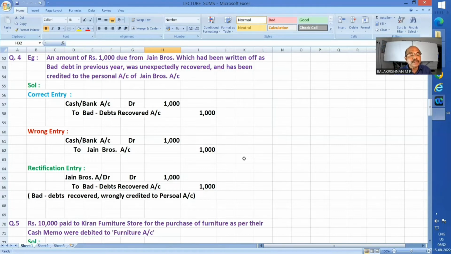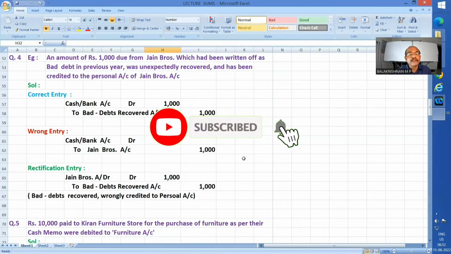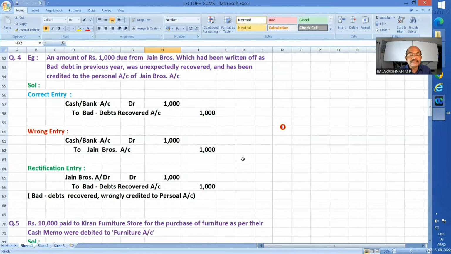So the entry will be cash or bank account debtor to bad debts recovered account. Why? You can't give a credit to Jain Pradesh. If you give it, his account again resurfaces and comes as a credit. The auditor will ask, you have a creditor, pay him back. Is it possible? No. So he had been eliminated already from the books of accounts. If such an unexpected bad debts recovery takes place, we have an account head, a nominal account, bad debts recovered account. It needs to be essentially credited.